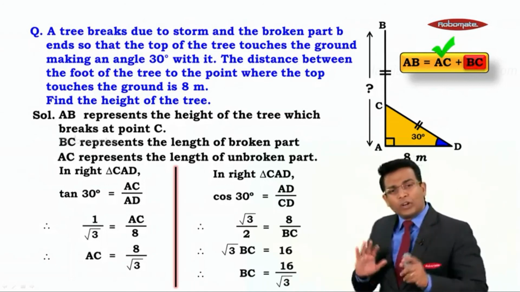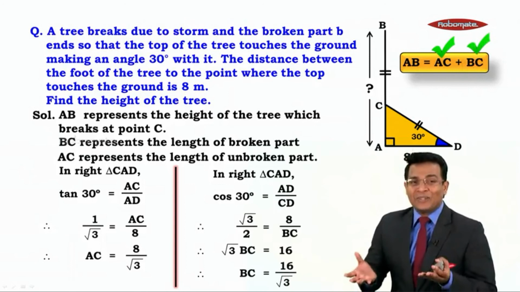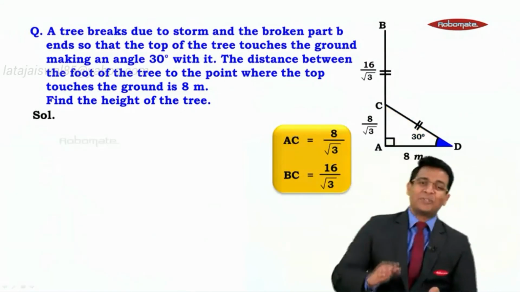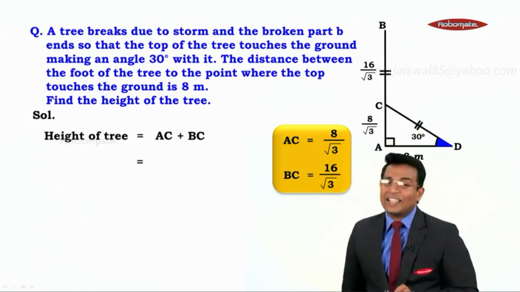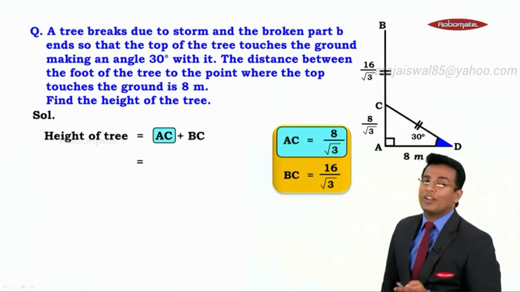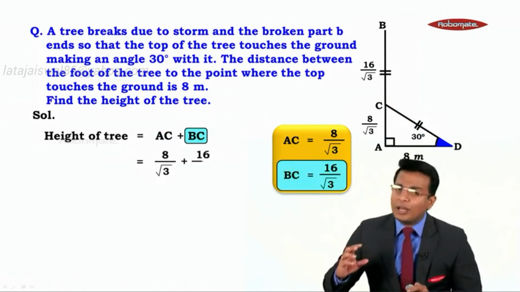Now we got the value of AC and we got the value of BC. Now it's almost done. It's so easy. Now we just need to add it. So we write that the height of the tree is AC plus BC, which is equal to the value of AC, 8 upon root 3, plus the value of BC, which is 16 upon root 3.